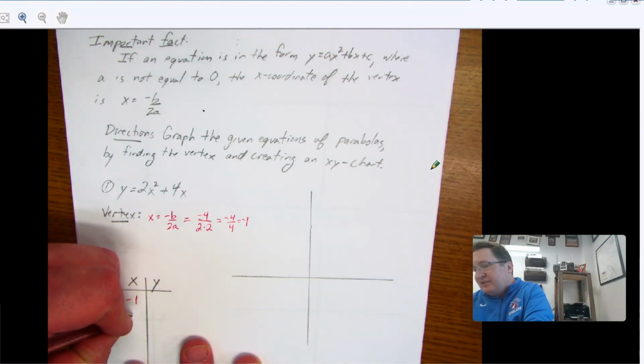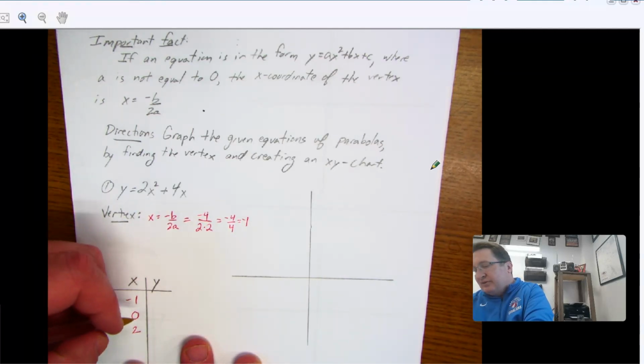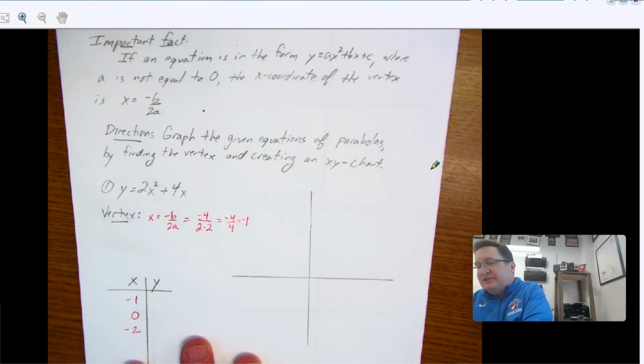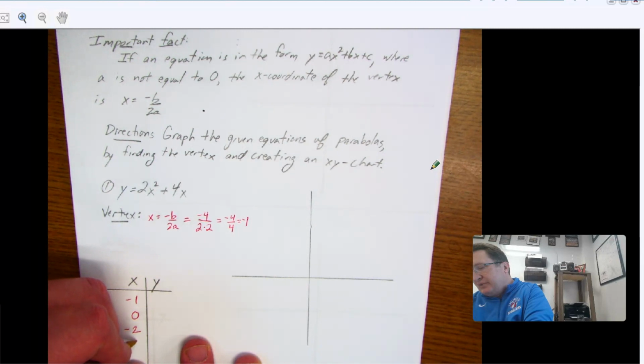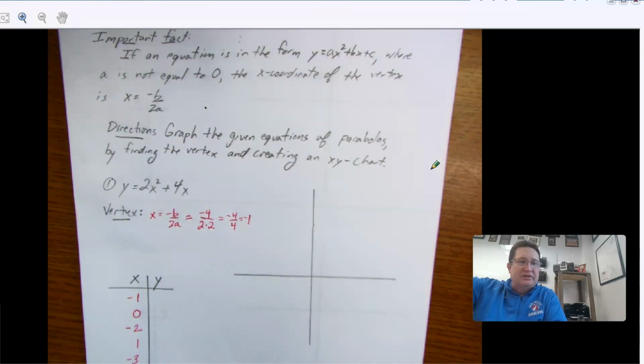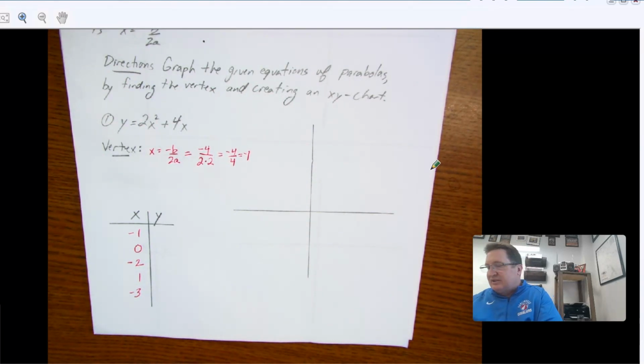And so to the right of negative 1 is 0. To the left of negative 1 is negative 2, is what we meant to say. If we went 1 more to the right, that would be 1, and 1 more to the left, that would be negative 3. Okay, so we are going to now plug in these points to get the answers.